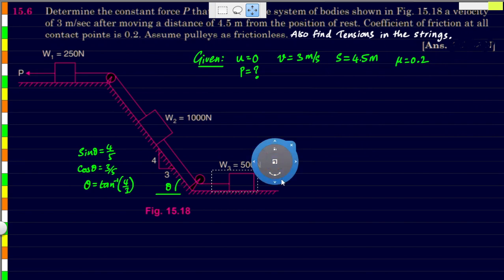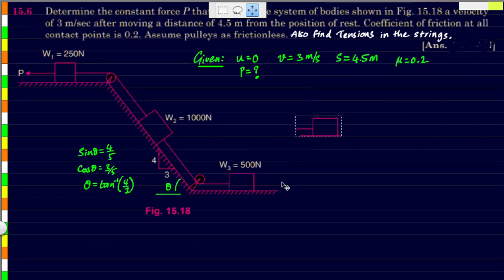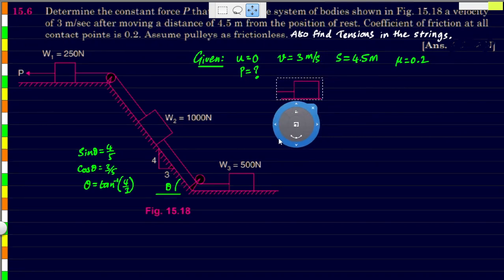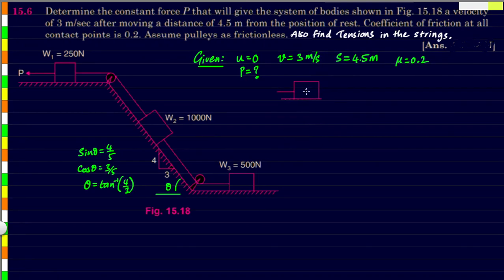Let's start with the free body diagram of the object which is farthest from the force that we need to find. So here is our object. Let's put up all the forces on it. The force with which the body is being pulled, let's call it tension T1. The weight of this object acts downwards, given as 500 newtons. There will be a normal reaction at the surface, let's call it R3.